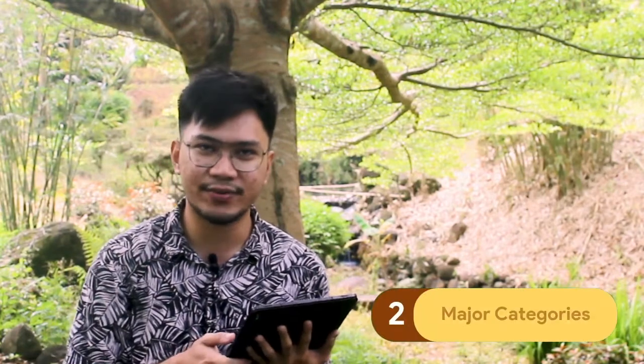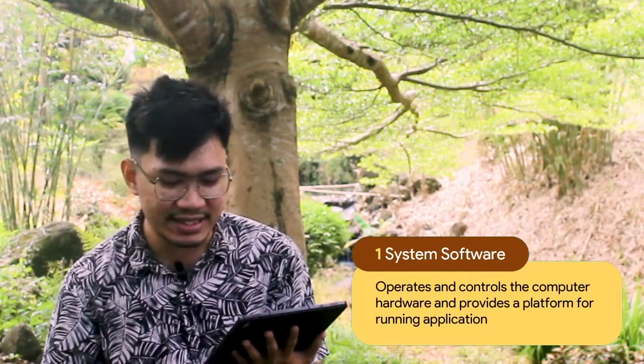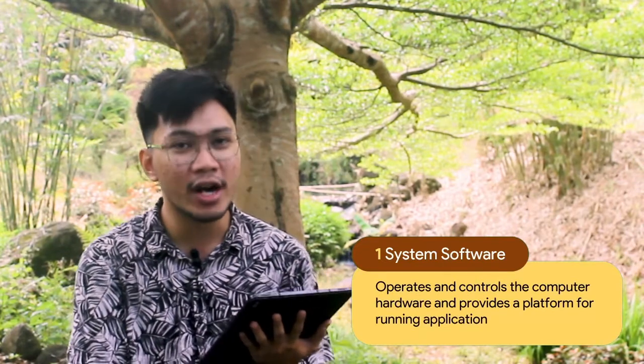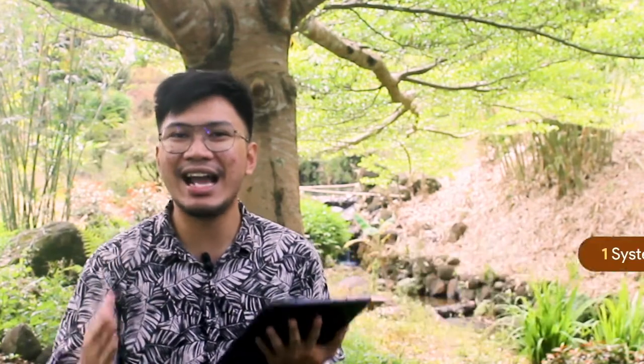So, let's go to the software side of the computer. We have two categories for your software. First is your system software. Basically, this system software operates and controls the computer hardware. So, these are the instructions that your hardware needs in order for that hardware to operate.